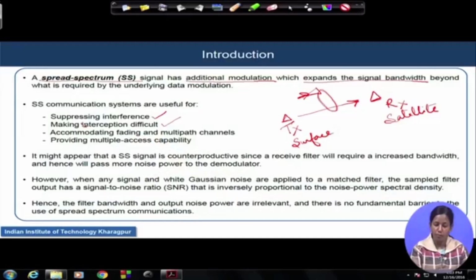How, again, we will see. It also helps the spreading of signal. It also helps to accommodate the fading and multipath channels. What are these two terms? I should say a little bit.